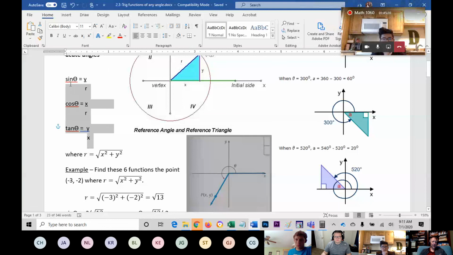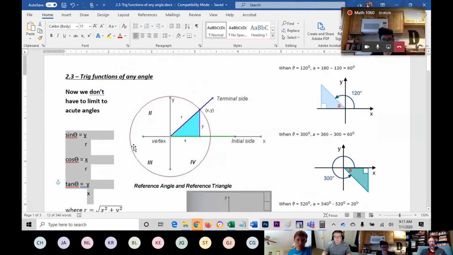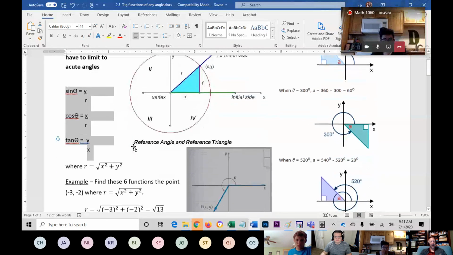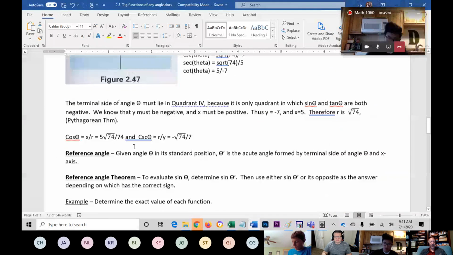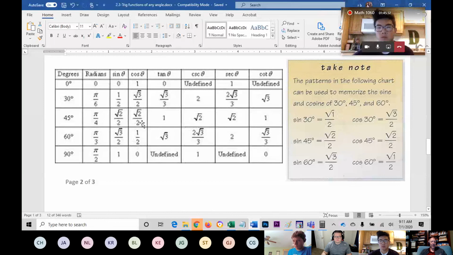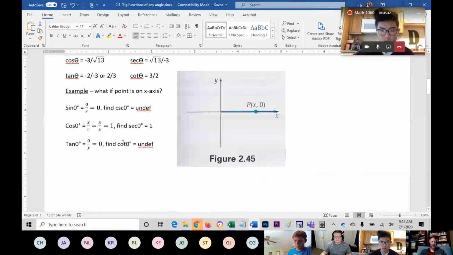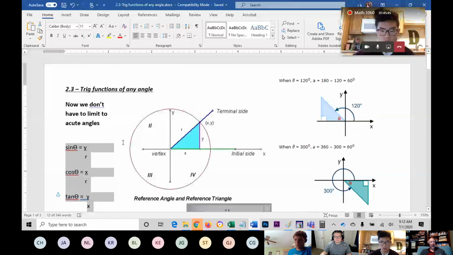Also, just as a quick review, these 3 things are going to be very, very helpful to memorize. So if you don't have this memorized, memorize it today, because you really need to know that. I don't really want to start on the next section today.